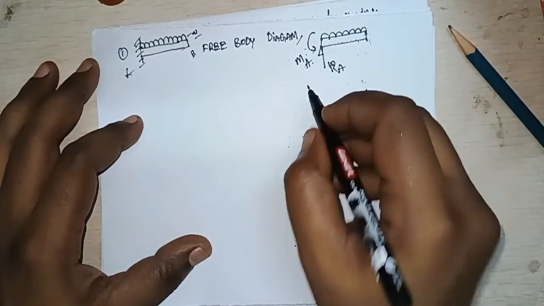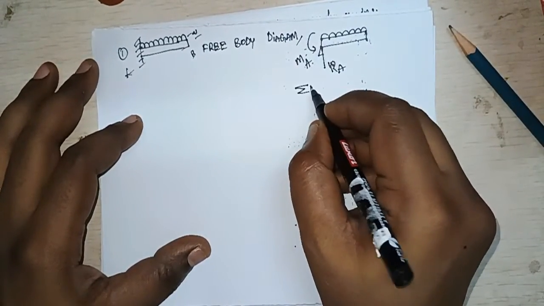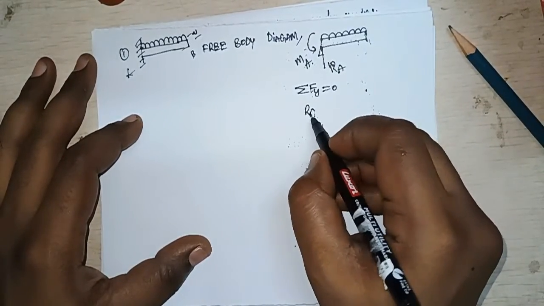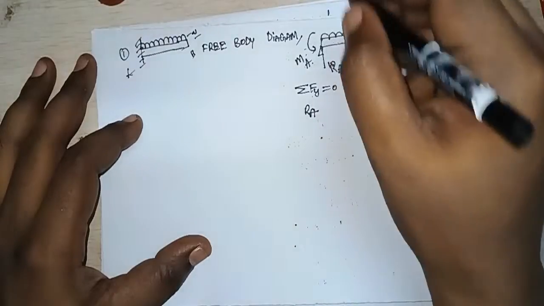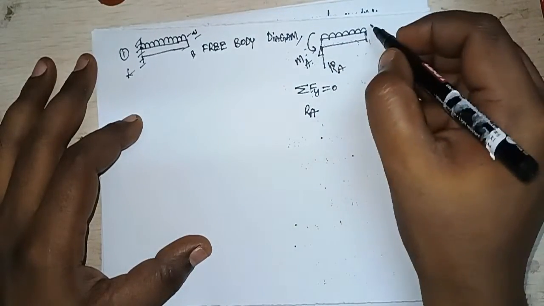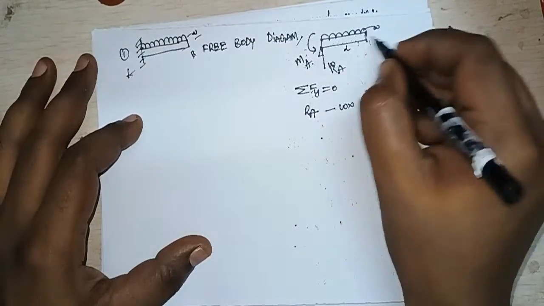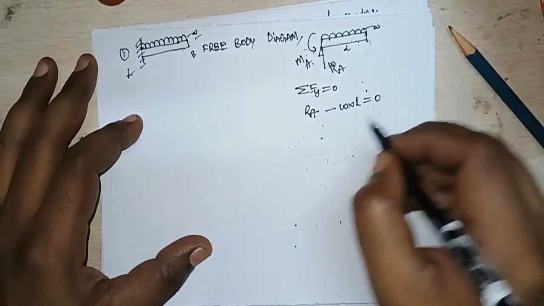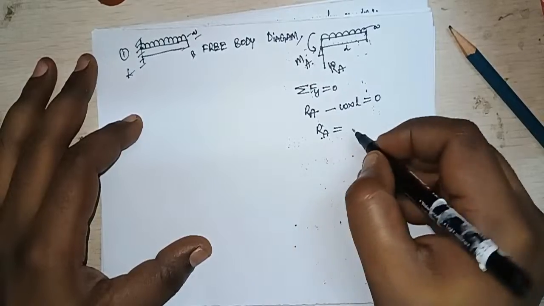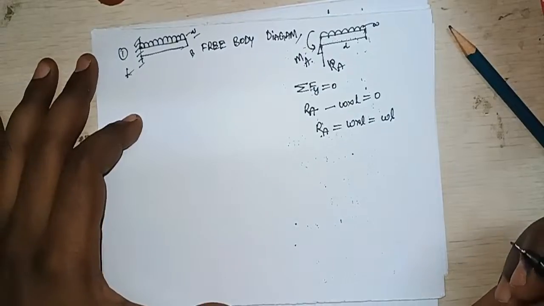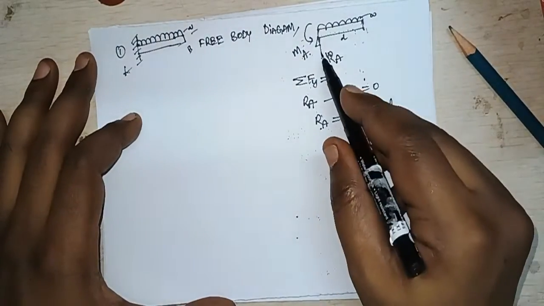Now writing the equilibrium equation, sigma Fy is equal to 0. RA is going up. What is coming down? This load is coming down. Minus W into what is the length of the beam? W into L is equal to 0. RA is equal to W into L, that is WL. That is the reaction over here.